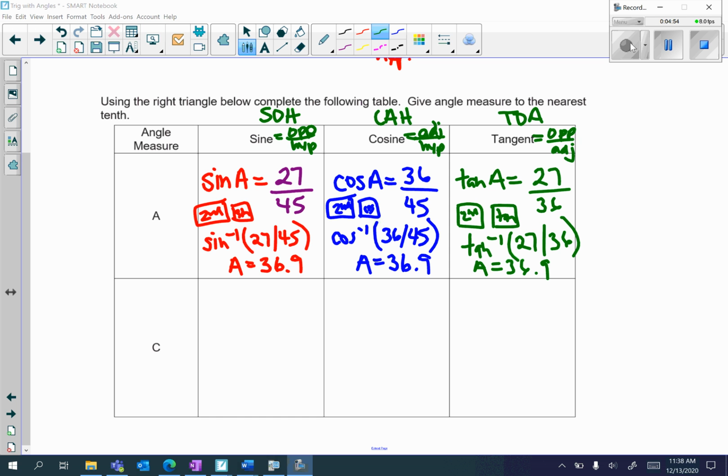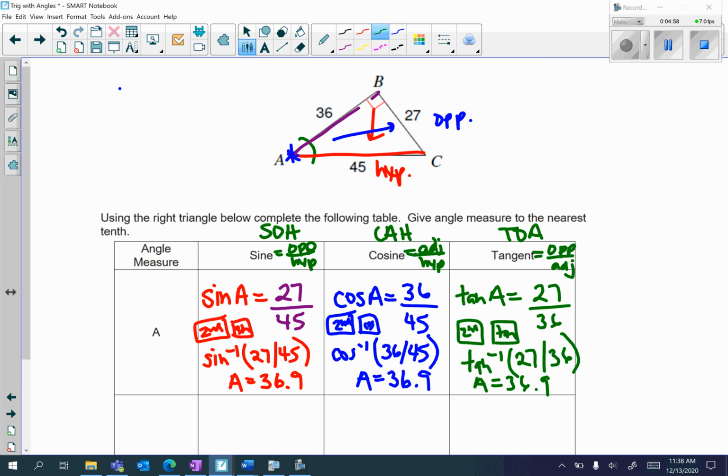Next, we want to find angle C. So what we have to do is erase all of our labeling because our central angle now is going to be at C. So mark at C and label. So 45 is still going to be my hypotenuse. My opposite is going to be the 36. And my adjacent is the 27 because it's touching angle C.